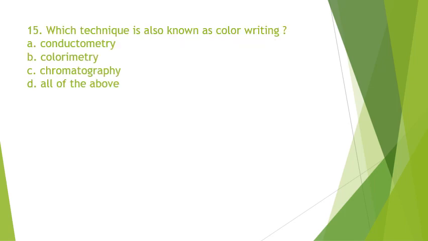MCQ number 15. Which technique is also known as color writing? Option A, conductometry; option B, colorimetry; option C, chromatography; option D, all of the above. And our correct answer is option C, chromatography. The chromatography technique is also known as color writing.